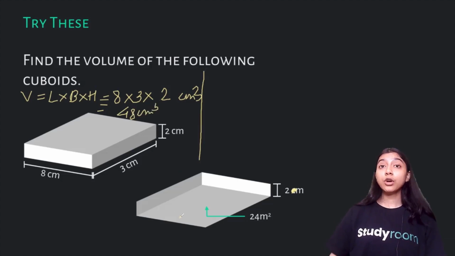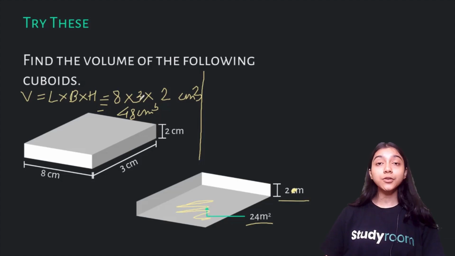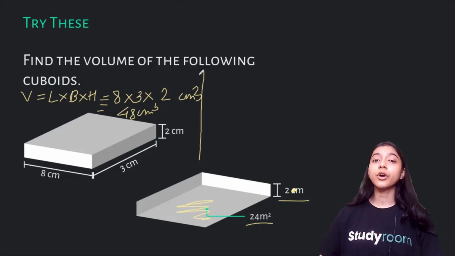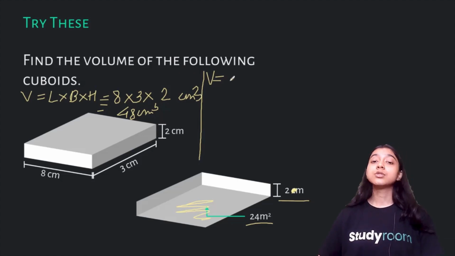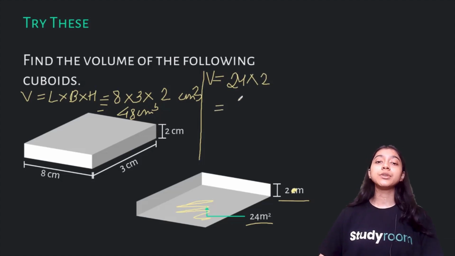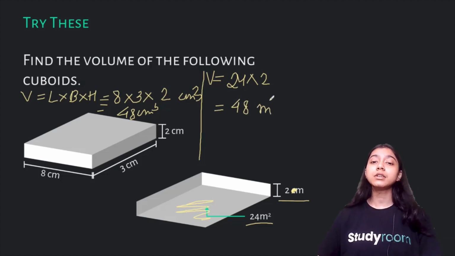Now, moving on to the next problem. In this problem, the area of the base of the cuboid has been given as 24 meters square and the height has been given as 2 meters. So we know another formula for calculating the volume of a cuboid, and that is volume of a cuboid is equal to the area of the base multiplied with the height. The area of the base given is 24 meters square and height given is 2 meters. So 24 multiplied with 2 gives us 48, and the unit of volume here will be meter cube.